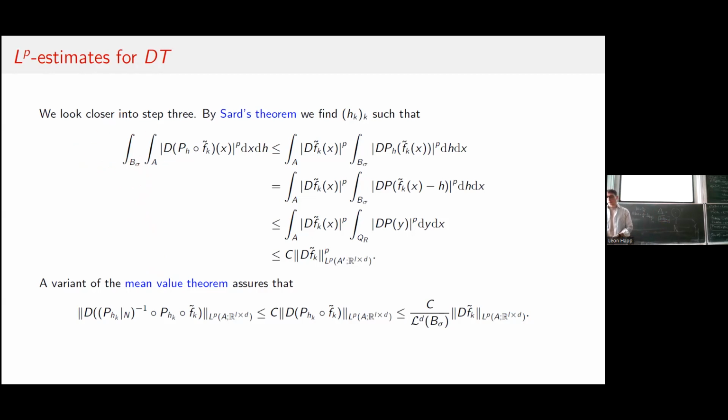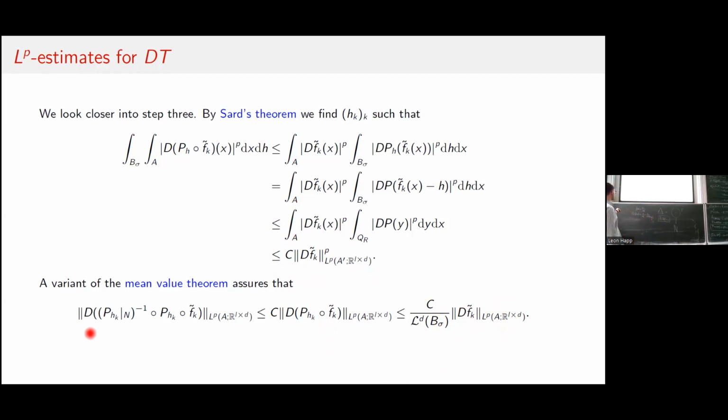We integrate over B sigma, and you can massage the equation a bit. What you find is that this is bounded by some constant times the LP norm of the derivative of your Fk tilde here. If you apply a variant of the mean value theorem, you find that this quantity is bounded by the right-hand side over the measure of the ball B sigma times this quantity. And since we fix sigma, this is really a fixed constant for us.